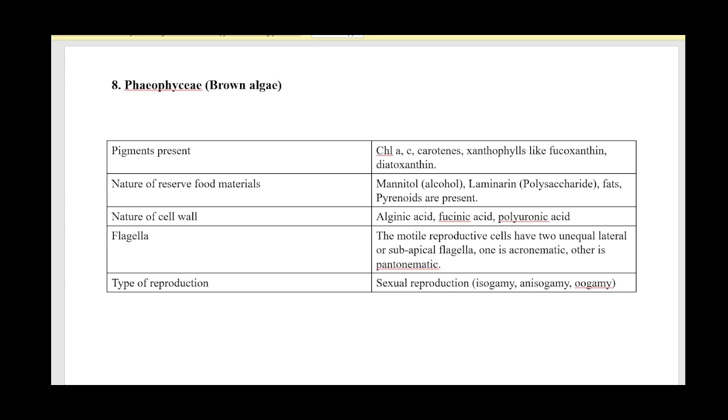The motile reproductive cells have two unequal lateral or subapical flagella, out of which one is acronematic and the other is pantonematic. The type of reproduction in Phaeophyceae members is sexual reproduction. It undergoes either isogamy, anisogamy, or oogamy type of reproduction.